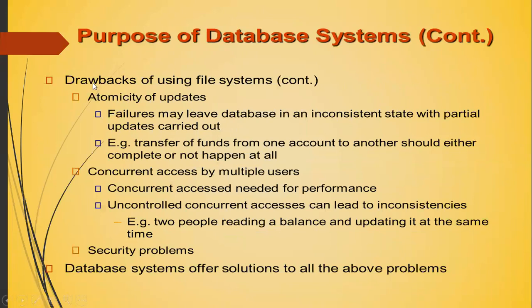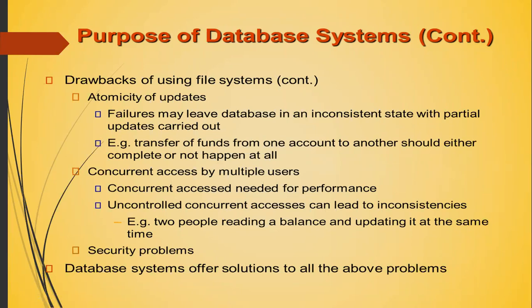Now the next drawback of using the file system is nothing but atomicity of updates. That is, failures may leave the database in an inconsistent state with partial updates carried out. Suppose we store the same data on multiple files and we update that particular data manually or programmatically, but that update can take place only on a single file, not on all the files which contain the same data. Okay, suppose we create files like abc.txt or abc.doc.